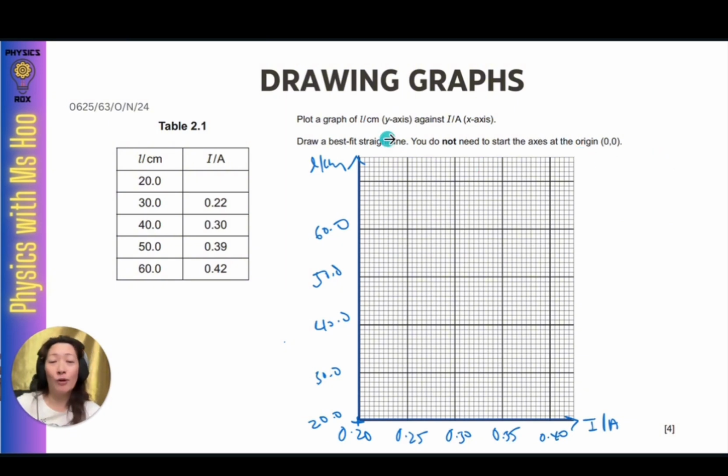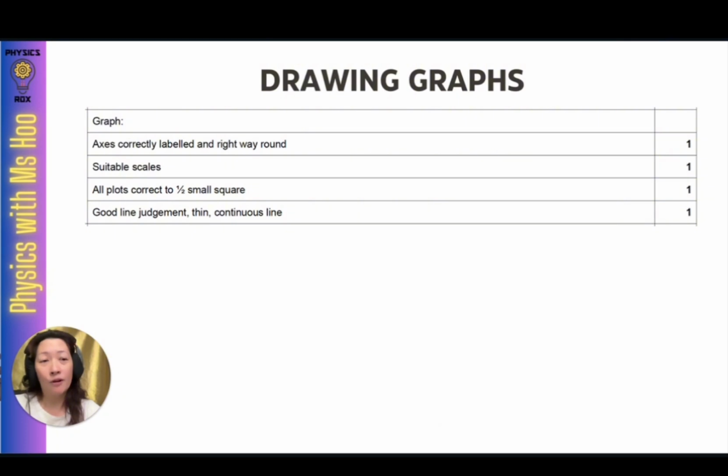If your question doesn't say so, then you need to look at the trend of the points and plot the graph that best fits that trend. Generally, regardless of whatever shape of graph you're going to draw, there are 4 marks given for drawing the graphs, and these are the points you need to get correct in order to score those marks. 1 mark is given for labeling the axes correctly and the right way around.